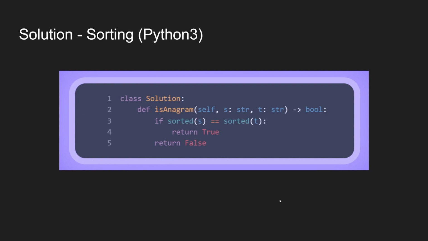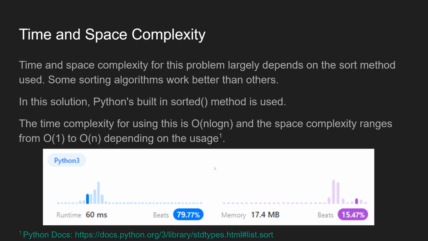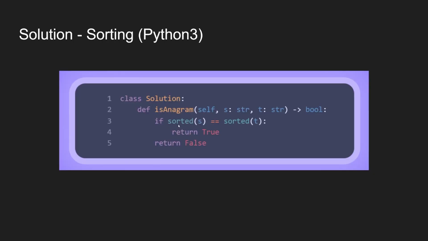So this is the code. It's a lot shorter. It's literally like one condition, and you return true if they're exactly equal, and if they're not, then it breaks early and it returns false. So the time and space complexity for this is largely dependent on the sorting method you use. Some sorting methods work better than others. I just use the sorted method from Python, which is built in.